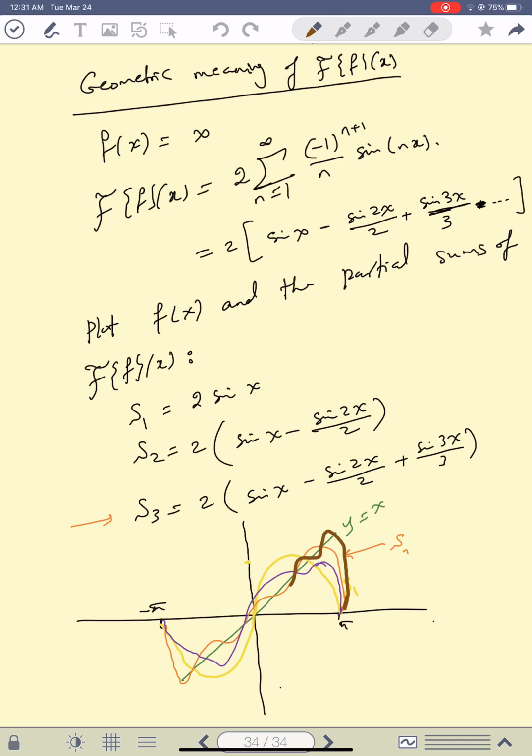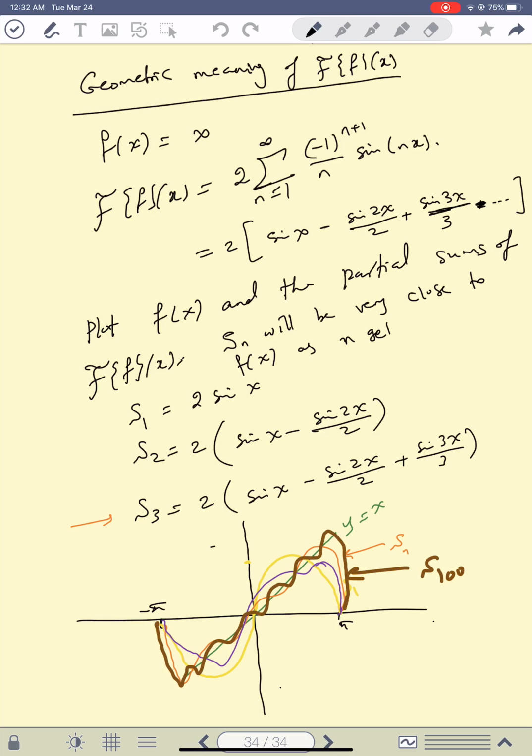So what's the meaning? If you plot f of x and the partial sums of the Fourier series, the partial sums Sn will be very close to f of x as n gets bigger and bigger. This is the geometric meaning of the Fourier series. If you plot the function and the partial sums, things are getting closer and closer. Again, I will explain later what about these endpoints, are they included or not, and what about outside the interval. So this is if we're taking the function on the interval negative pi to pi, but what about if we extend the graph outside this interval? I will do that.